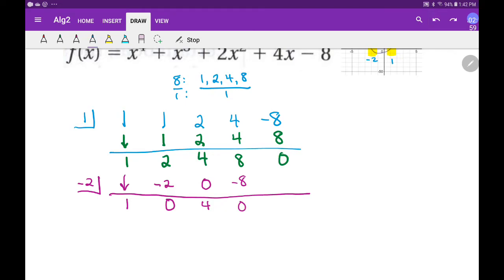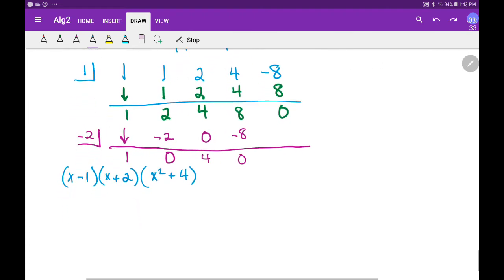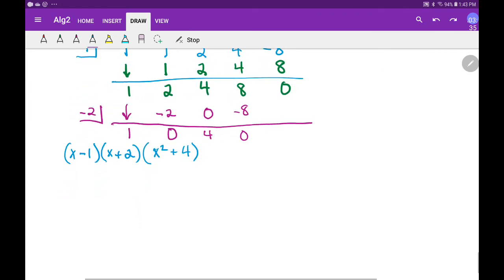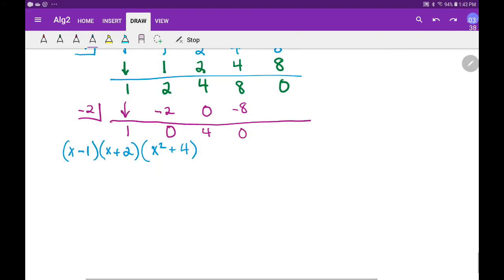Okay, so anyway, now we have x minus 1 up here, and we have x plus 2 right there, and then let's see the leftovers. For this, and this, I'm going to get 1x squared, no x's, plus 4. And as you know, I cannot factor the sum of perfect squares there. So those are going to be imaginary.